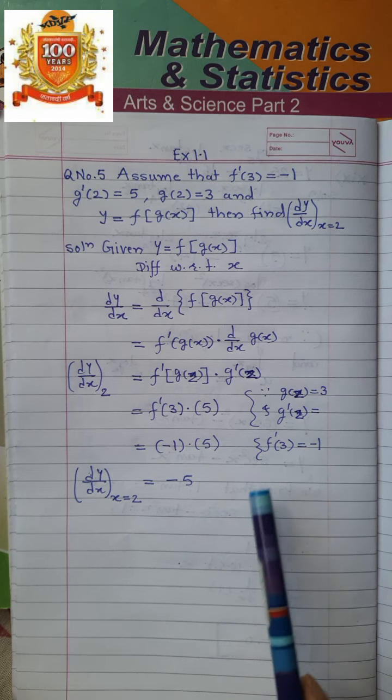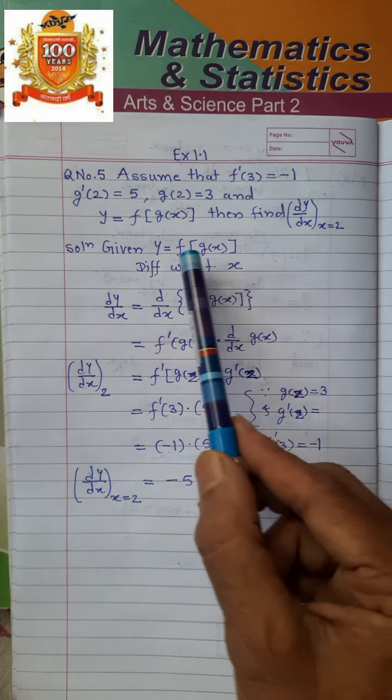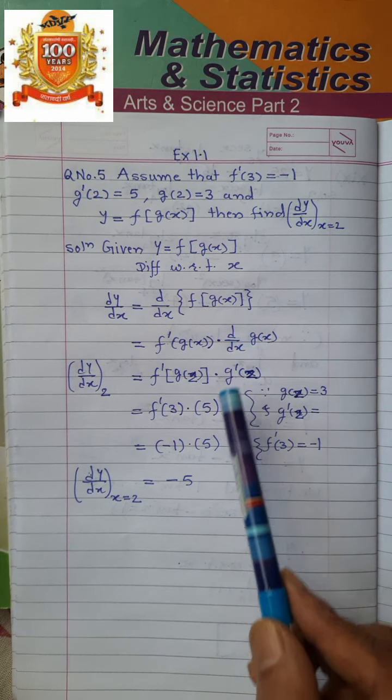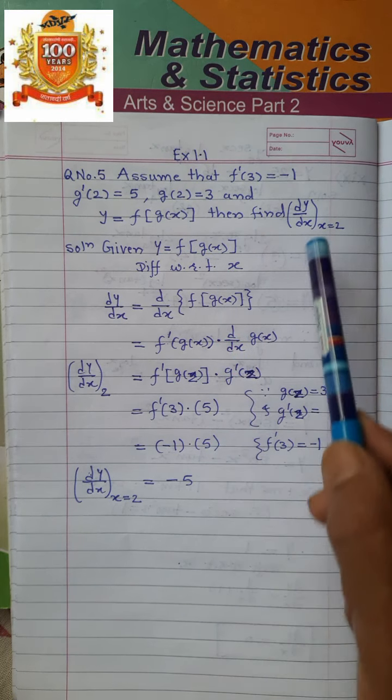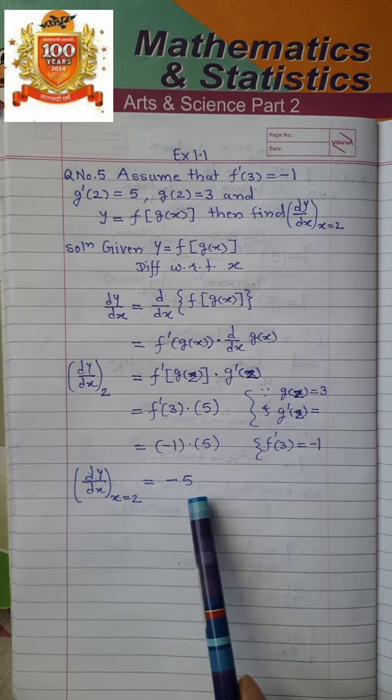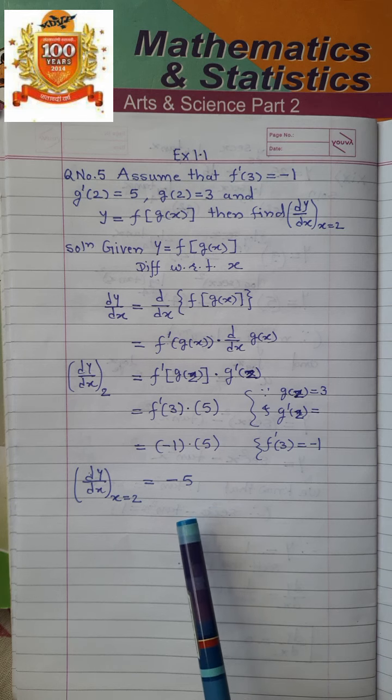Very simple sum. Everything is already given. We just have to find the derivative of y equal to f(g(x)), then put the given values. We get the answer: dy/dx at x equal to 2 is -5. In this way we can solve this sum. Now let us see the next sum.